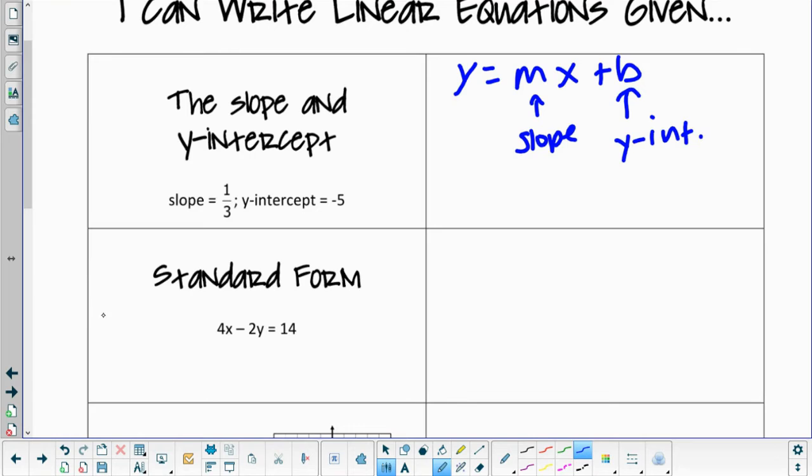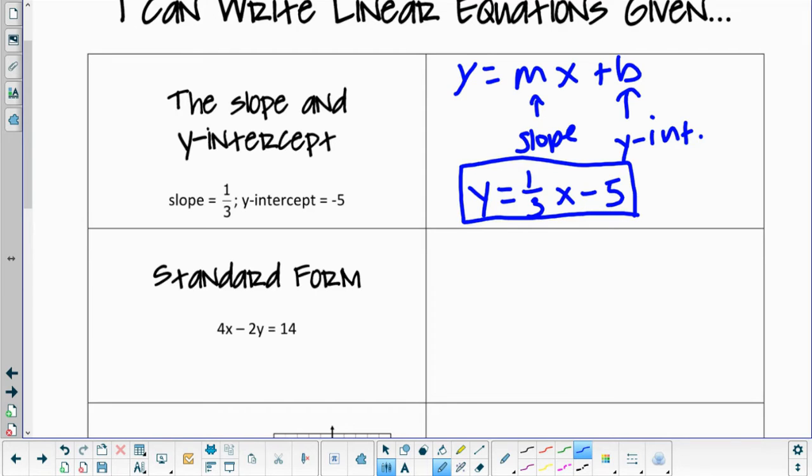Okay, so all we have to do is take the numbers they give us and substitute them in. So we would have y equals, our slope is 1/3, x, and then b will depend on the sign of your y-intercept. In our case, our y-intercept is negative, so I'm going to put -5. If it was a positive, then we would put plus. Okay, so that one's pretty easy. You just take what they give you and then you substitute it in.